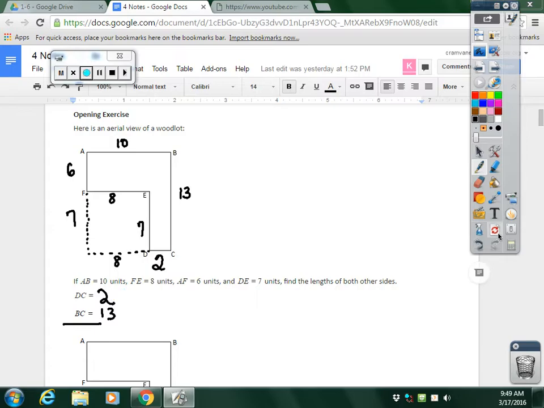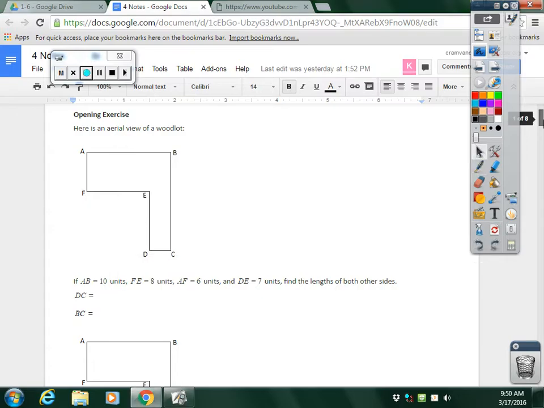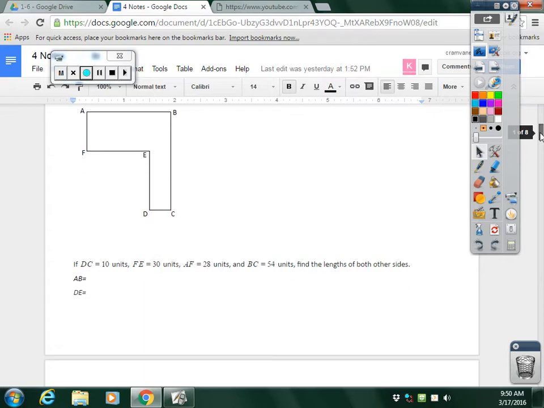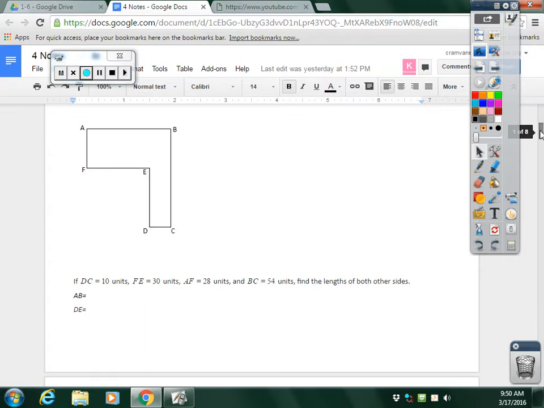What I'd like you to do right now is ask your teacher to pause the video that you're watching, and try this on your own. Maybe you get 2 minutes. Then when you're done, hit play and you can watch the solution. If DC is 10 units, FE is 30 units, AF is 28 units, and BC is 54 units, find the lengths of the other sides.